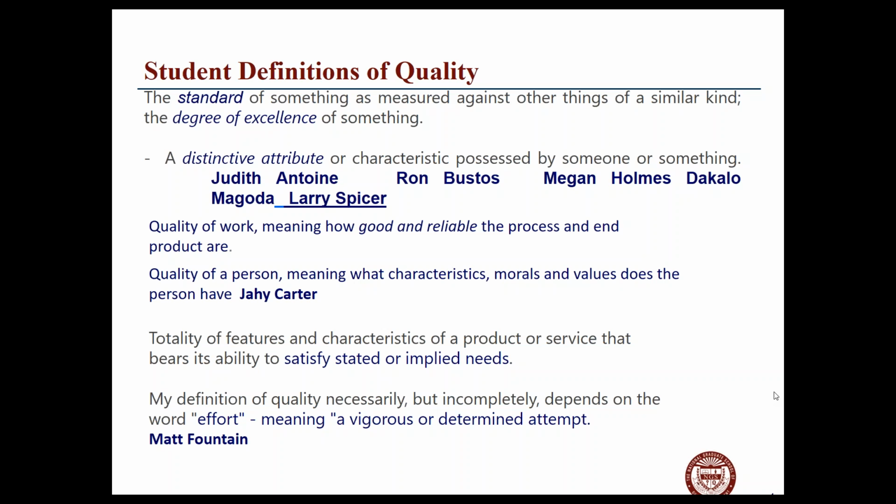As we go through this, because you're in a quality systems management course, what is that about? What is quality about? That's one of the first things we wanted to discuss, and to share your own perspectives about what you bring to the table. So on the first one up here, this is the definition: the standard of something that is measured against other things of a similar kind, the degree of excellence of something, and a distinctive attribute or characteristic possessed by someone or something.